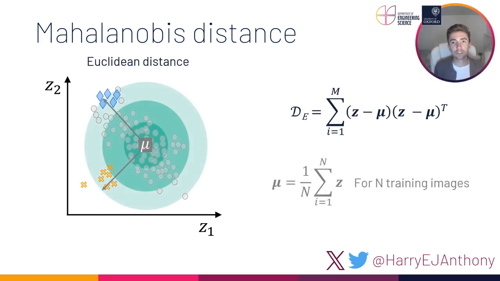It may be intuitive to measure the distance using Euclidean distance from the input to the mean of the training data embeddings, where mu here represents the mean of the training data. However, the Euclidean distance does not take into account the correlation between the variables. So in our example here, it would not be able to separate the in-distribution and out-of-distribution inputs.